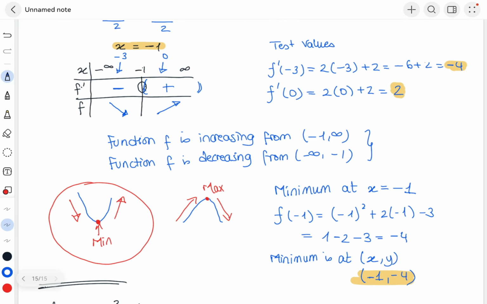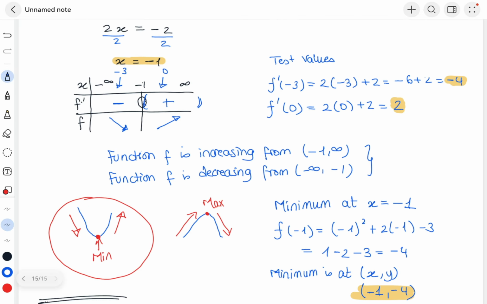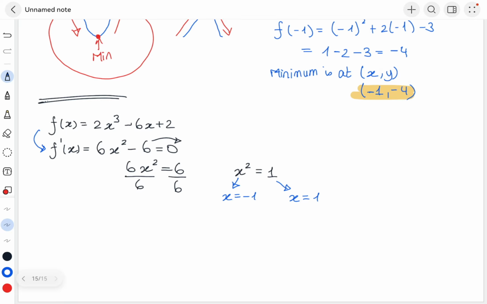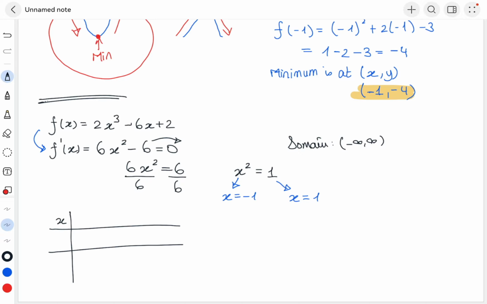Before, in the table, we had only one solution here. But now we'll be having two solutions. And of course, our domain is from negative infinity to infinity because we don't have any conditions. We'll be doing our table. We have x, f prime, and f. And now we have two values here, negative 1 and 1, and from negative infinity to infinity. Of course, we move in an increasing order. That's why we put negative 1 before.